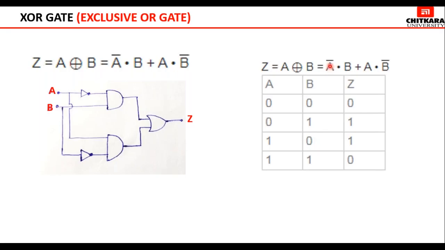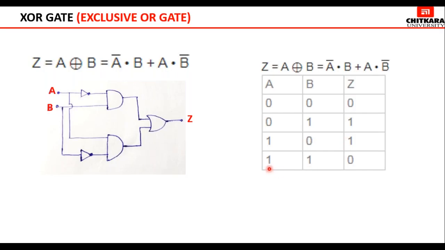If A is zero, zero complement will be one. One into one is one, right? Now if A is zero and B is one, B complement will be 0. So 0 into 0 is 0. So this result was 1. 1 plus 0, it will give me 1. Likewise, I can check this also. This will give me 1.